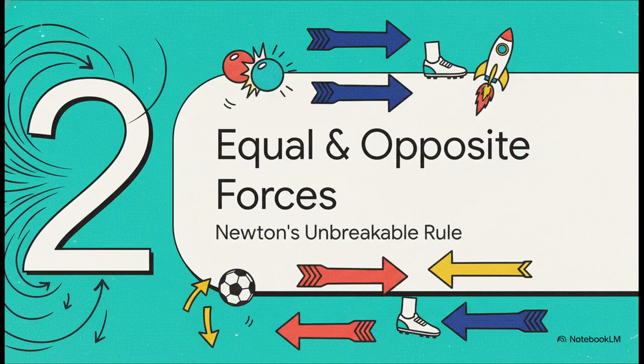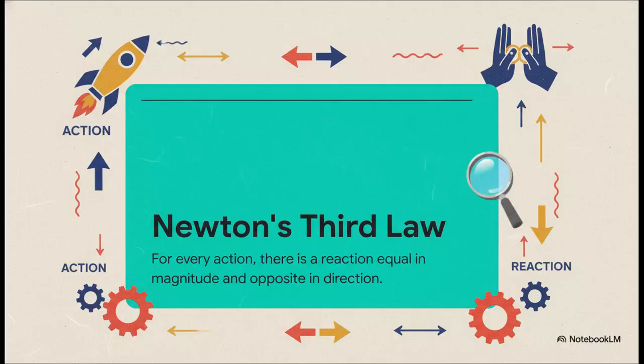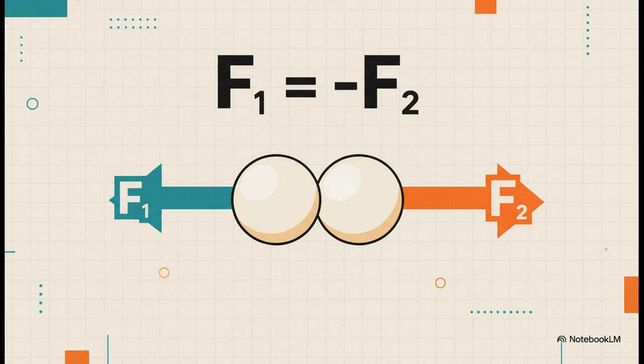Okay, let's dive into the official definition of this incredibly powerful principle. So what does this actually mean? It means that forces in nature never just show up by themselves. They always, and I mean always, come in pairs. And the whole idea is wrapped up in this simple but profound little equation. Force 1 equals negative force 2.